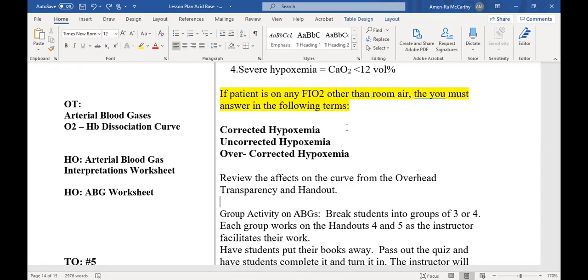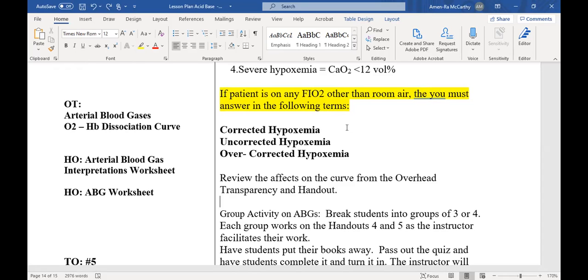All right, so what will we do? Bump him up some, right? Give him some more. Let's give him 40% oxygen. Go back and get another ABG. And now his PaO2 is 69. It's still uncorrected, okay? It's going to be uncorrected until you get to normal. So say you gave him 40% oxygen, and now his PaO2 is 69. It's still uncorrected hypoxemia.